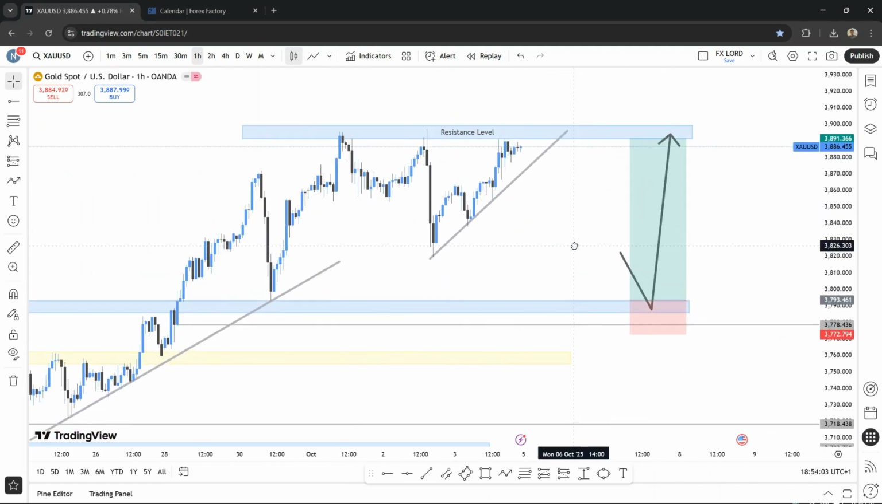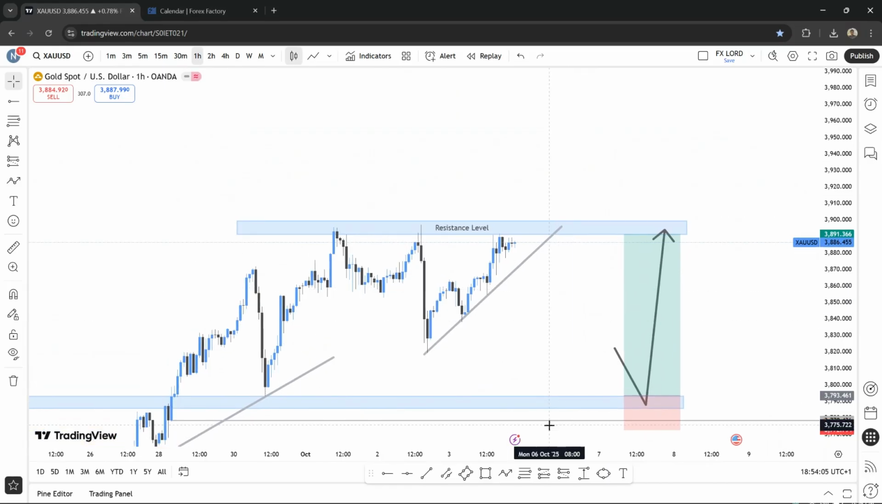I'm expecting gold to break up to the upside, right? So I'm expecting gold to continue doing something like this, come back to this trend line, break off this resistance, and boom, move to the upside, right?